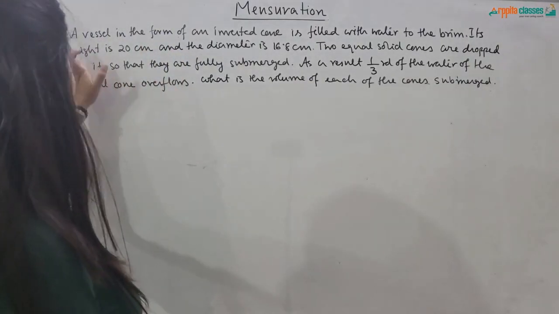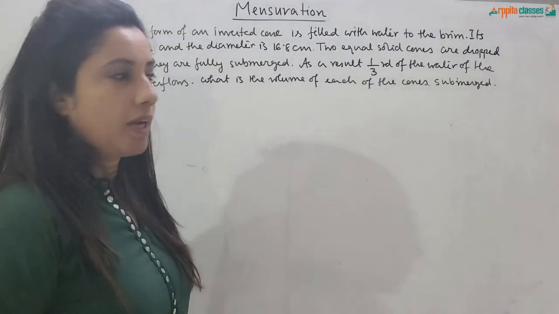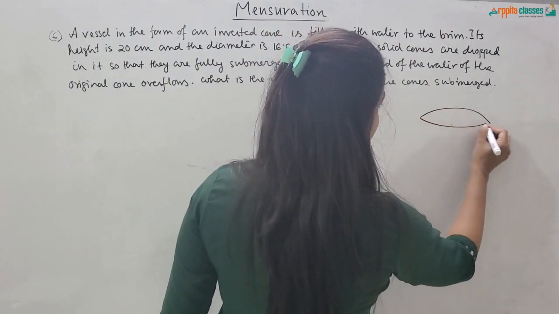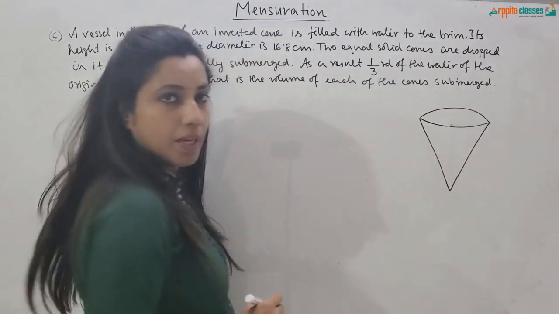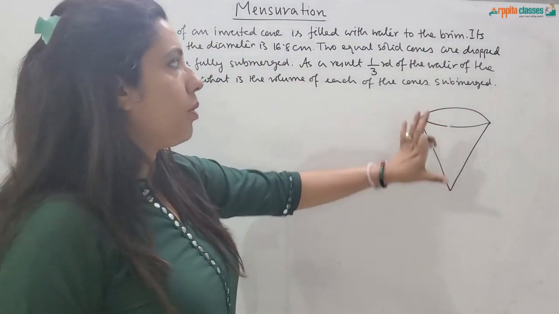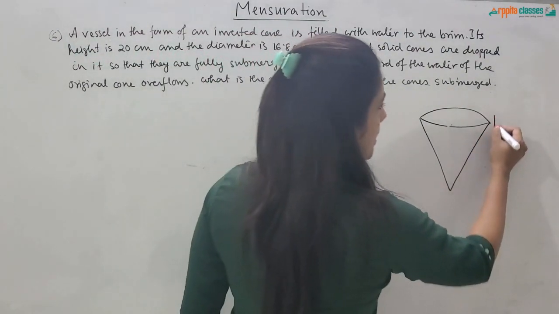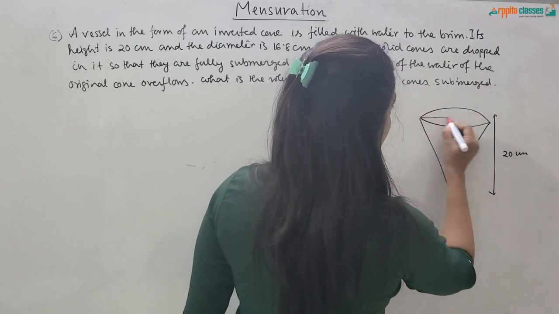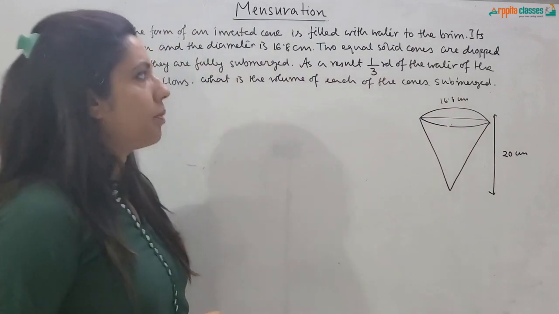Number 6. A vessel in the form of an inverted cone is filled with water to the brim. I'll draw it so that you will understand. That is, the volume of cone is equal to volume of water inside it. The height of the cone is 20 centimeter and the diameter of the cone is 16.8 centimeter. So we can get the radius from here.